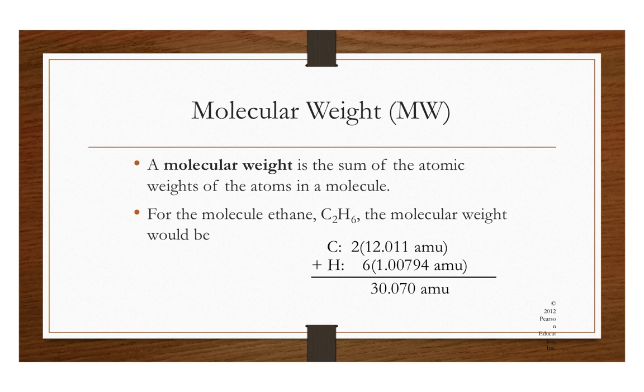Likewise, molecular weights, which are for covalent or molecular compounds, is the sum of the weights of the atoms in a molecule. So for example, if we have ethane, C2H6, we would again take 2 times the mass of carbon, 6 times the mass of hydrogen, do the multiplication and add them up and then apply sig-fig rules, and we would get 30.070 AMU in this particular case.